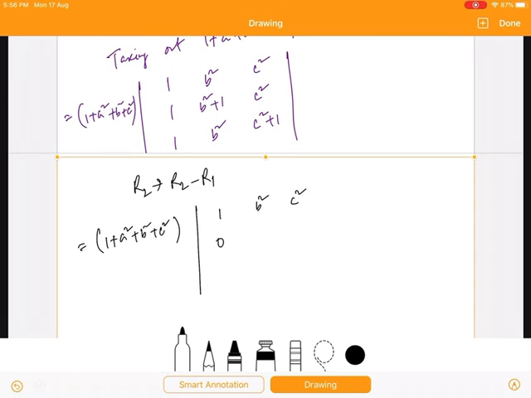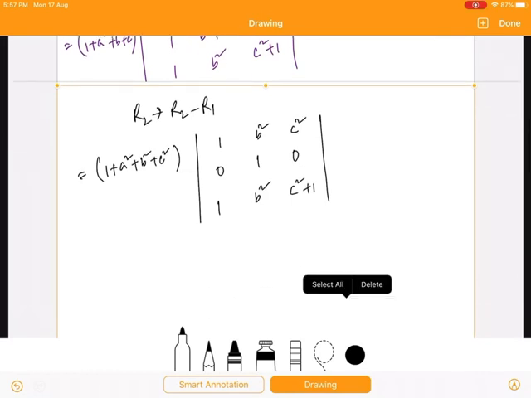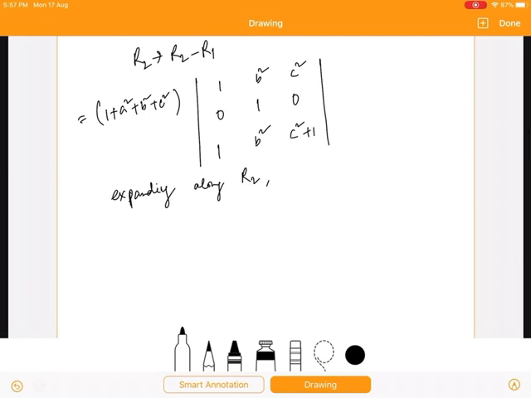This minus this is 0. This minus this is B square plus 1 minus B square, which is 1. C square minus C square is 0. So we are getting two zeros, and we don't have to do another operation. So we are expanding along R2.